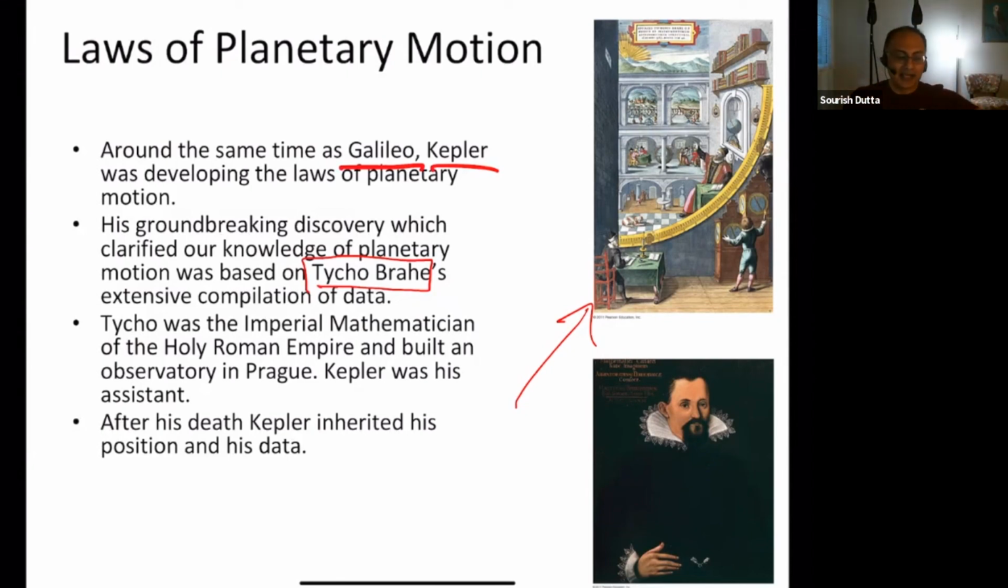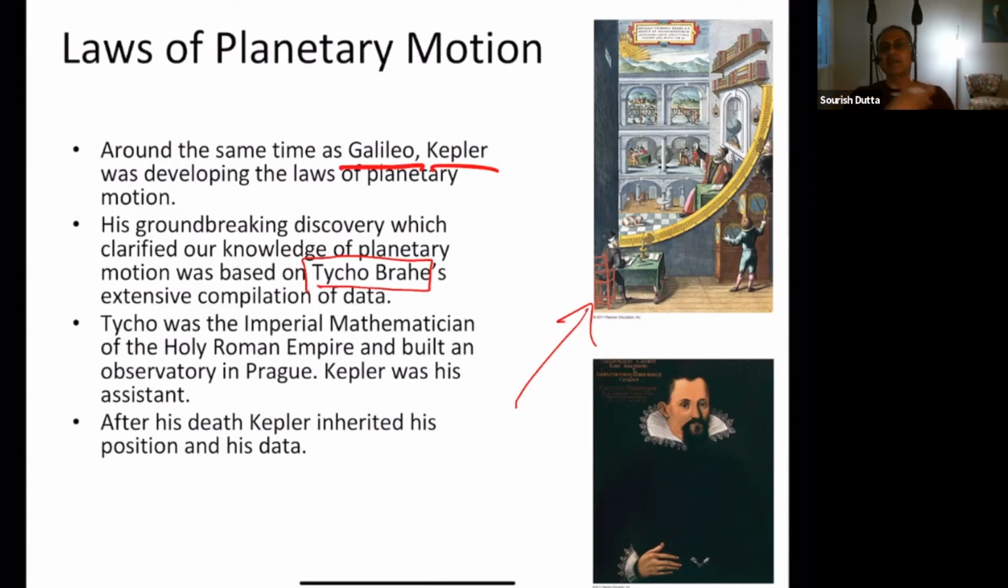And so he collected very, very detailed measurements of the positions of the planets in the sky for many, many years. Because in order to really understand the motions of the planets, it's very important to know their positions in the sky as accurately as possible. That's what he was trying to do. So he collected this enormous amount of data over a few decades. And Kepler was one of his employees.